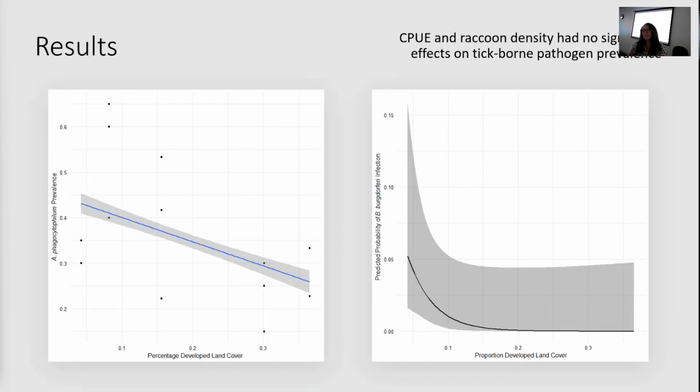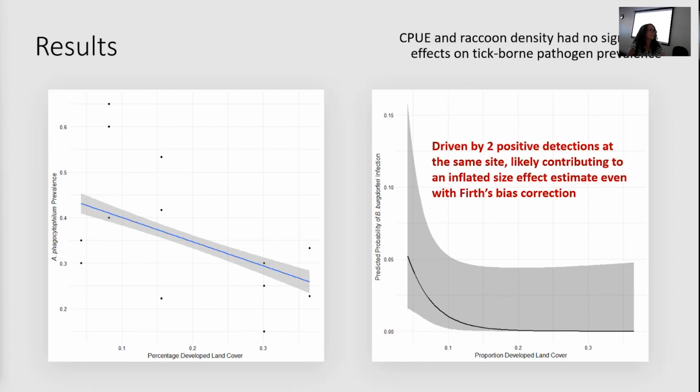Raccoon population size didn't have an effect on tick-borne pathogen prevalence, in terms of both raccoon density and raccoon abundance. However, I did find that a higher percentage of developed land was associated with lower Anaplasma phagocytophilum. We found the same relationship between land cover and Borrelia burgdorferi pathogen prevalence. But I wanted to note that this was driven by 2 positive detections, both at the same site. So this likely contributed to an inflated effect size estimate, even with the bias correction. Because of this, we would need further sampling to confirm this.